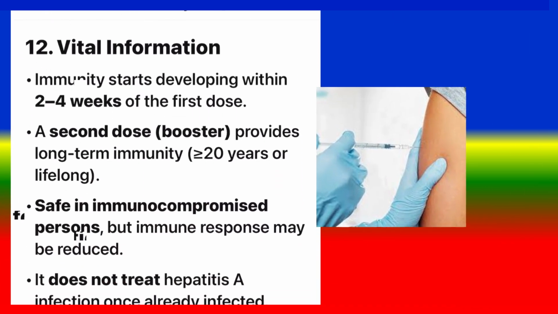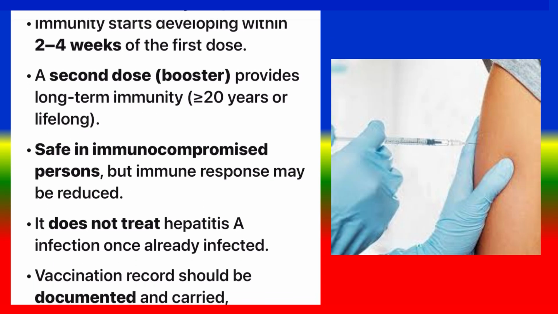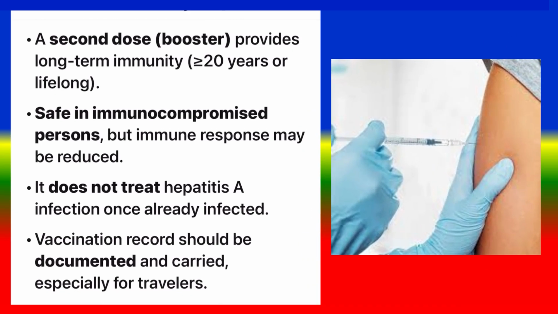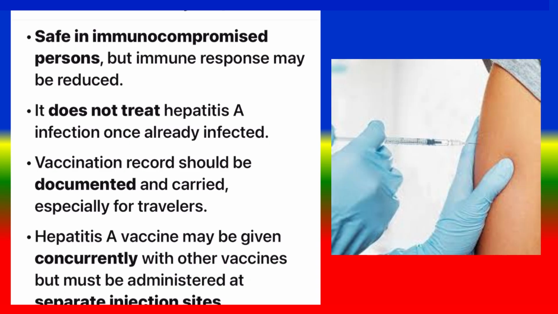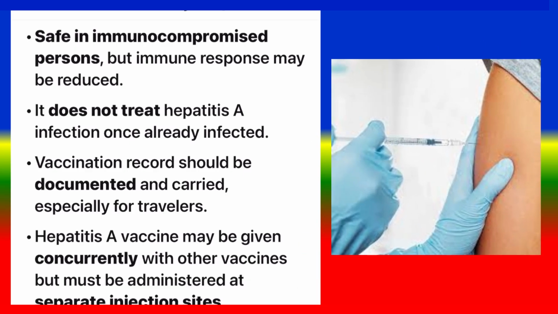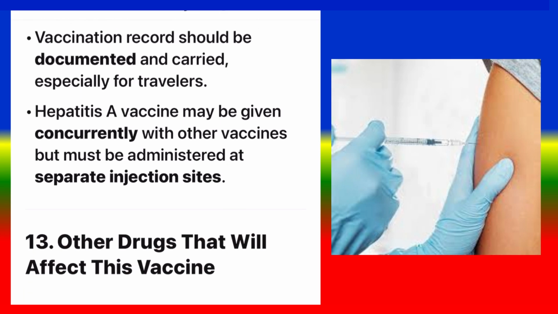12. Vital information. Immunity starts developing within 2 to 4 weeks of the first dose. A second dose booster provides long-term immunity, 20 years or lifelong. Safe in immunocompromised persons, but immune response may be reduced. It does not treat hepatitis A infection once already infected. Vaccination records should be documented and carried, especially for travelers. Hepatitis A vaccine may be given concurrently with other vaccines, but must be administered at separate injection sites.